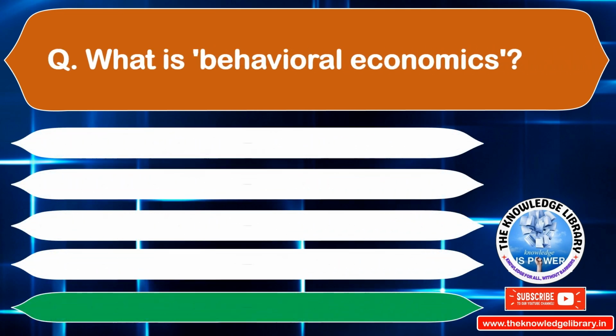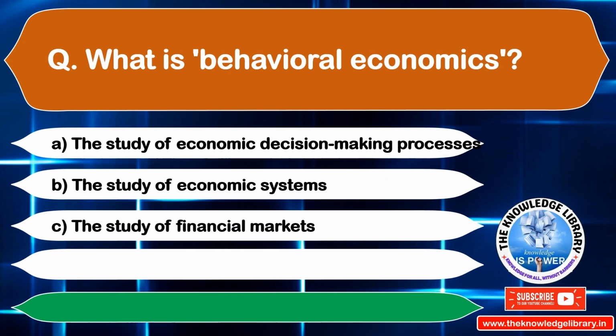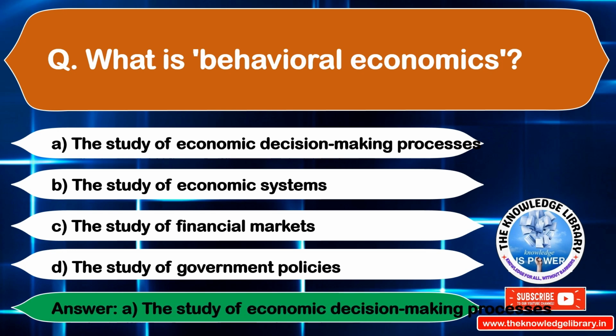What is behavioral economics? Option A, the study of economic decision making processes. Option B, the study of economic systems. Option C, the study of financial markets. Option D, the study of government policies. The correct answer is option A, the study of economic decision making processes.